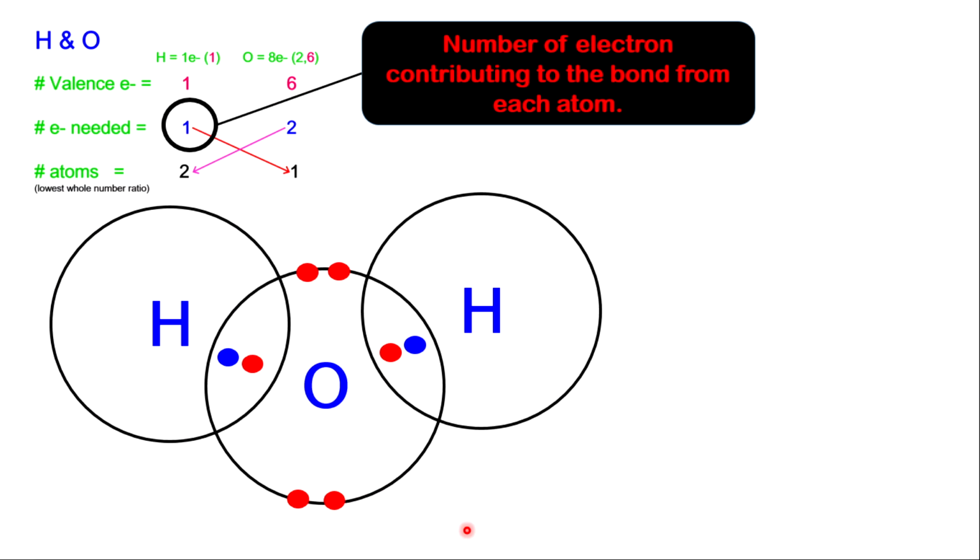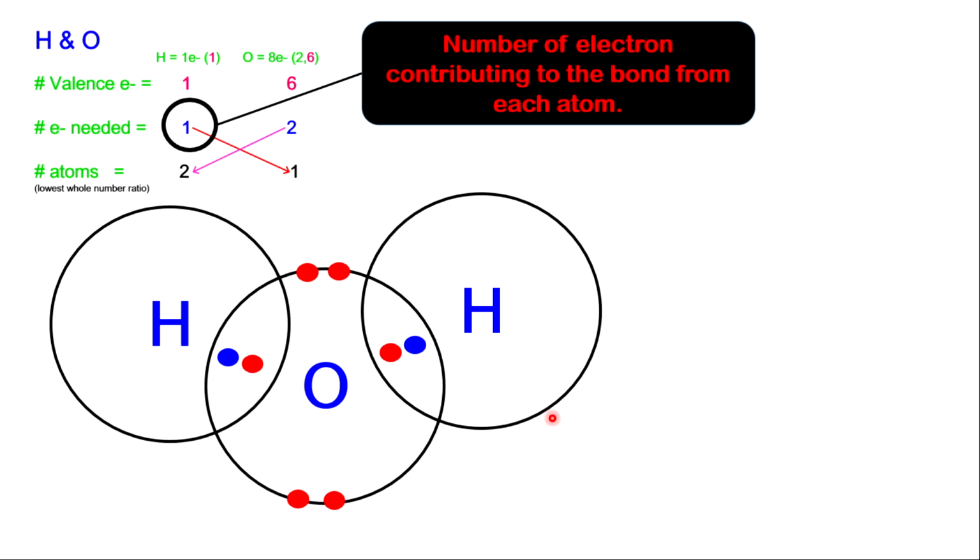So let's put on those 4 valence electrons. Notice these are lone pairs. All right, let's look at hydrogen if there are any other valence electrons remaining. Hydrogen has only 1. It gave up its 1, so there's none remaining on the outside.